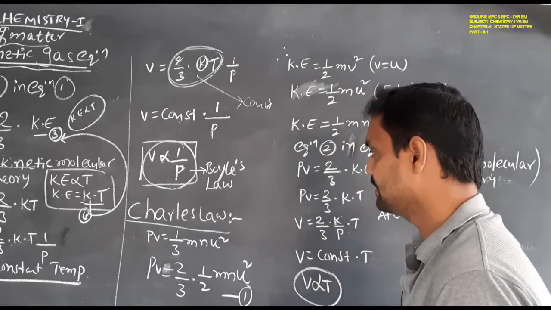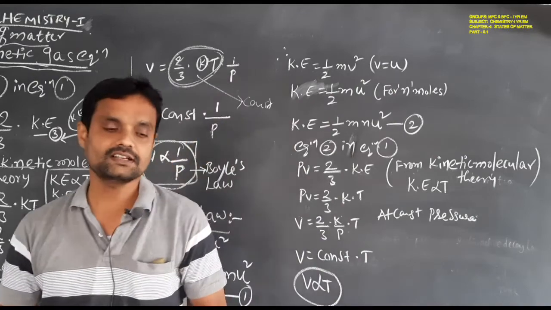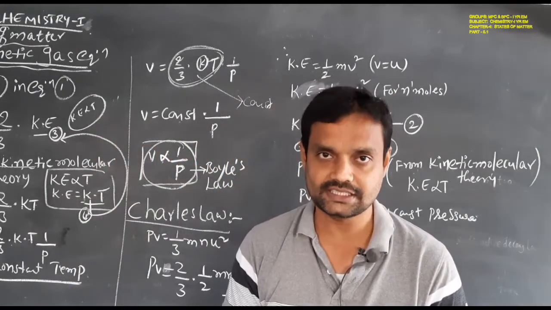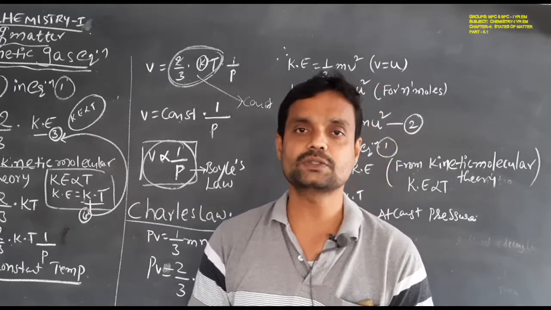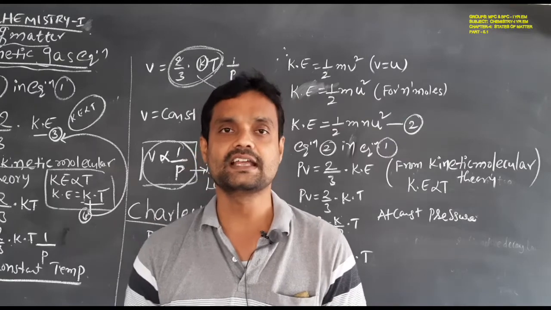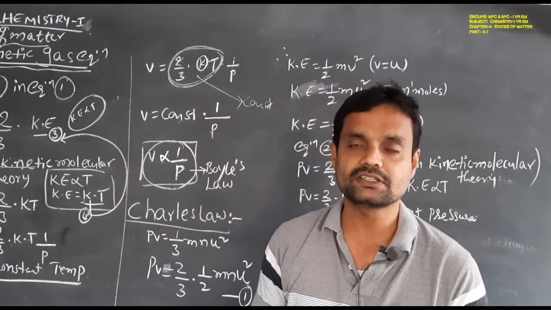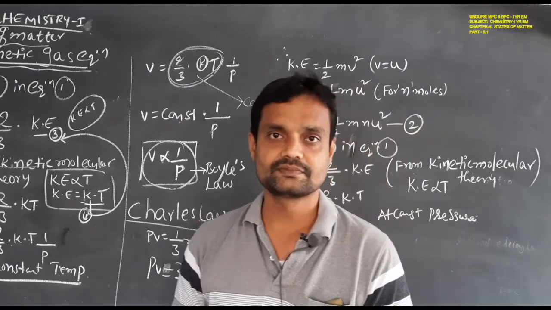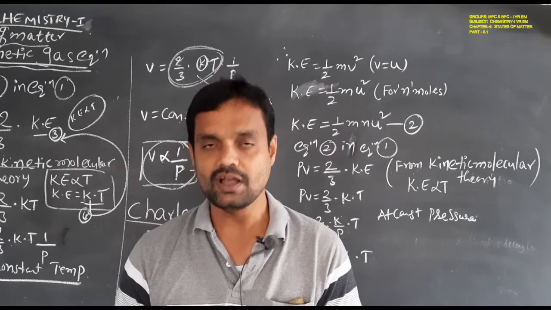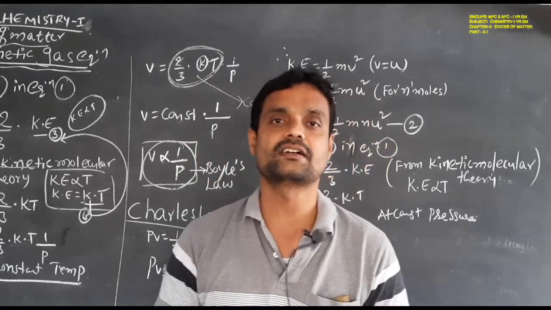In the same way, we can derive the Charles law. Before that, we have to know the Charles law. What is the Charles law? At constant pressure, V is proportional to T. Simply that is called Charles law. That means the volume of the gas is directly proportional to absolute temperature. Simply that is called Charles law.